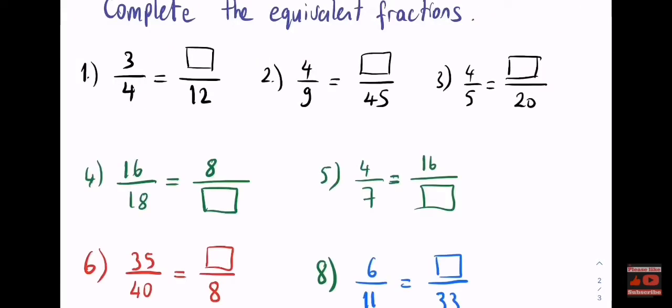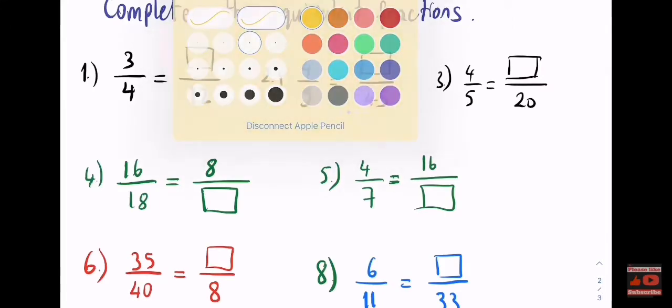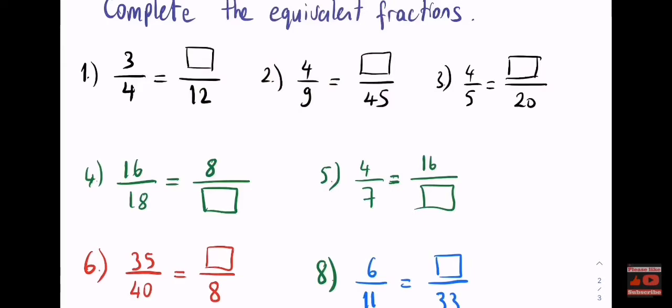Here we have a couple of examples: complete the equivalent fractions. In these questions, we have a missing number on the top or on the bottom part of the fraction. In the first question, it is on the top. 3/4 equals a box over 12. So we need to know that 4 times what is going to be 12. 4 times 3 is 12, so I need to multiply 3 by 3, because 3/3 is 1. 3 times 3 is 9, so the box is 9.